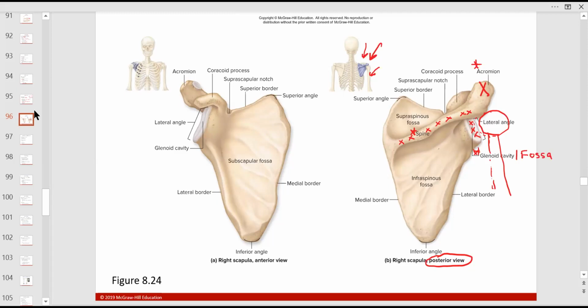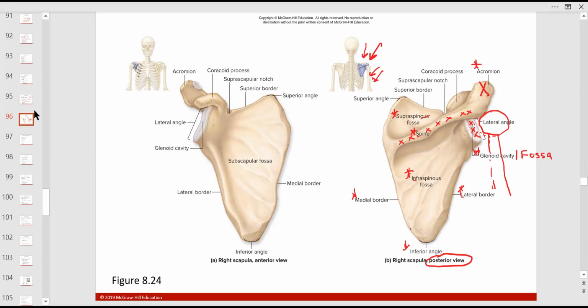Now here's the fossas. Now above the spine, right, supraspinous means above the spine of scapula, and that's where the supraspinatus muscle will have its origin. Now below the spine, you have the infraspinous fossa. Infra is below, and that's where the infraspinatus muscle is going to have its origin. So based on knowing that the humerus is lateral, you know that this is the lateral border, and this is the medial border. And the bottom of the scapula forms an angle called the inferior angle.